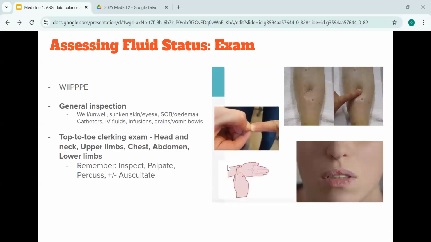So as normal, wash your hands. Remember to have a good general inspection around the bed. Are they on any IV fluids? Do they have a catheter? Is that catheter connected to one of the bags, which has all of the measurements on it?